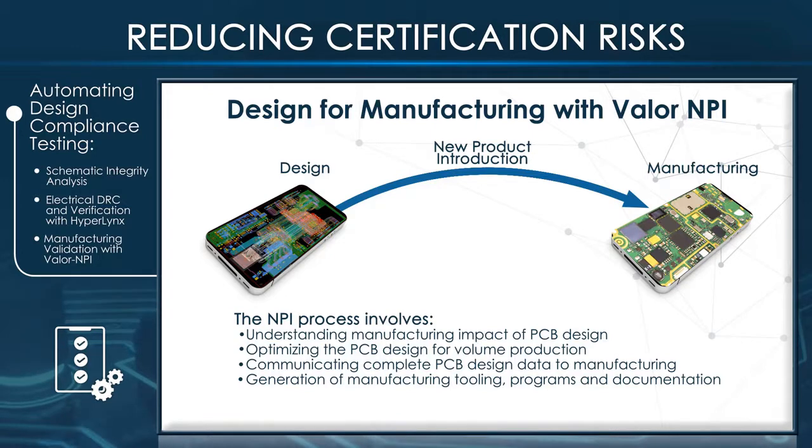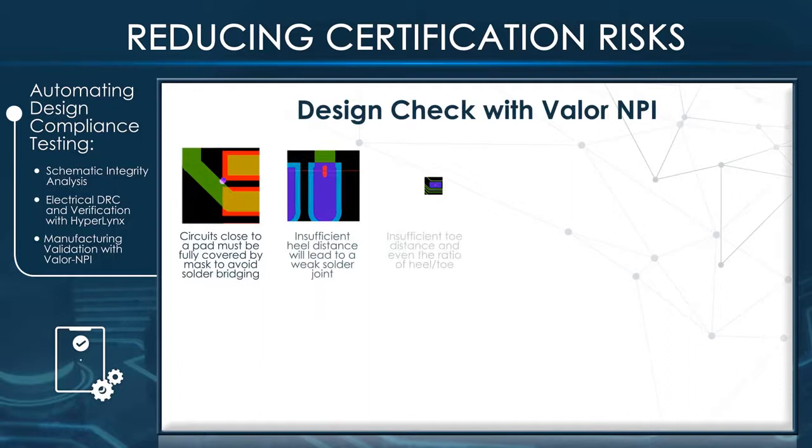So if you have a new product introduction and you're going to mass produce it, it'll give you that peace of mind that you're ready for manufacturing. And Valor MPI is an industry standard that has a lot of built-in checks.